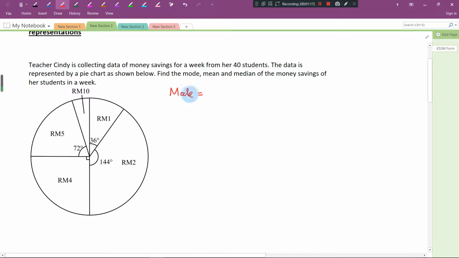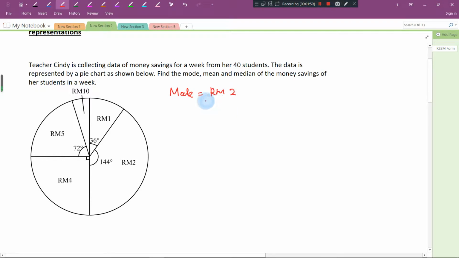Still remember, mode is the data which has the highest frequency. But the problem here is we don't have the frequency for each sector. We don't know how many students save 1 ringgit per week, how many students save 2 ringgit per week. We only have the size of the angle here, but it's okay. If you want to determine the mode, which has the highest frequency, you just look at the biggest sector. Among these 5 sectors, this sector is the biggest one. It means that this sector will have the highest frequency. So the mode will be RM2.